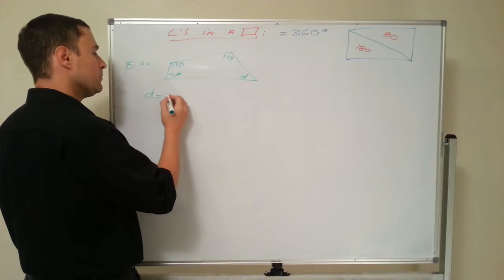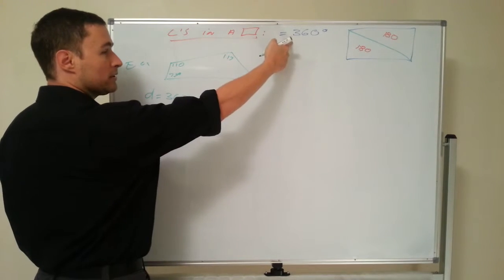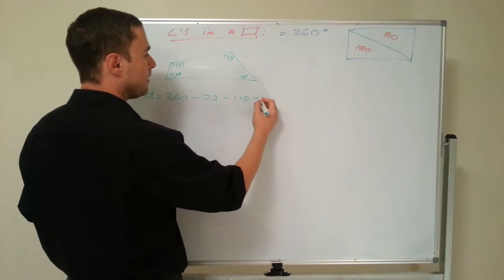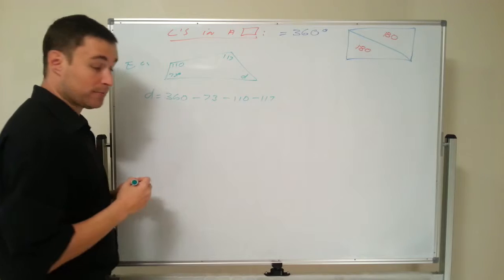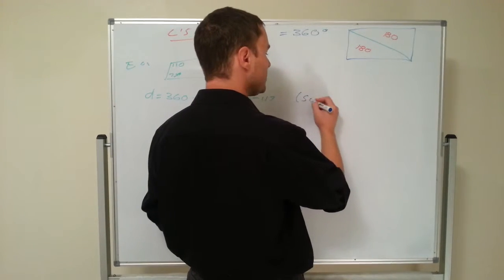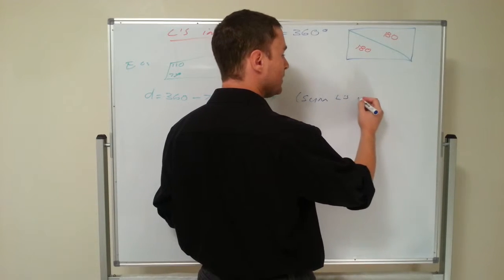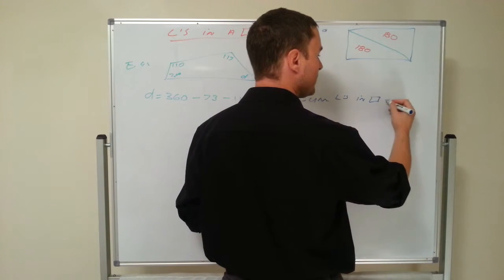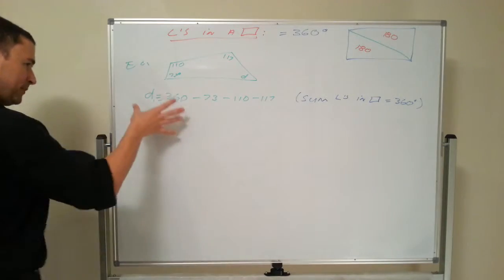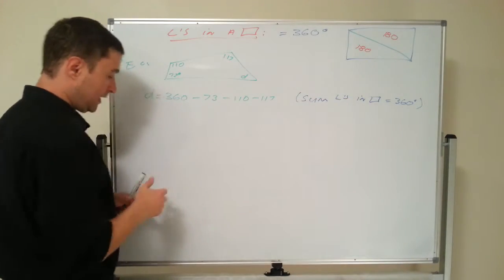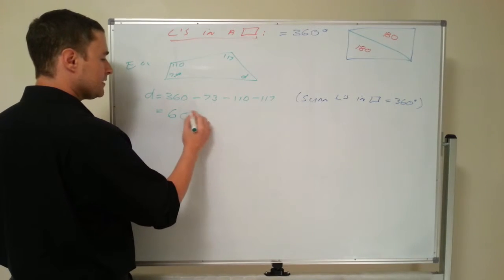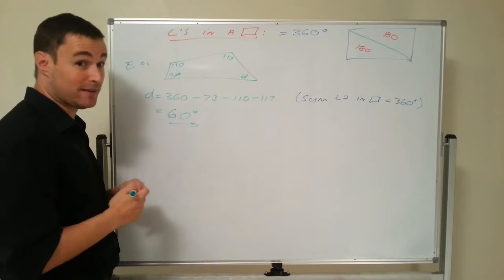Well, angle D equals 360, sum of angles in a quadrilateral, minus 73, minus 110, minus 117. So that's my statement. Why can I make that statement? Because sum of angles in a quad equals 360 degrees. That's the reason. Okay. Statement. Why can I say that? Alright. And then you just work it out. Press equals on your calculator and you get D equals 60 degrees. Okay. Piece of cake.